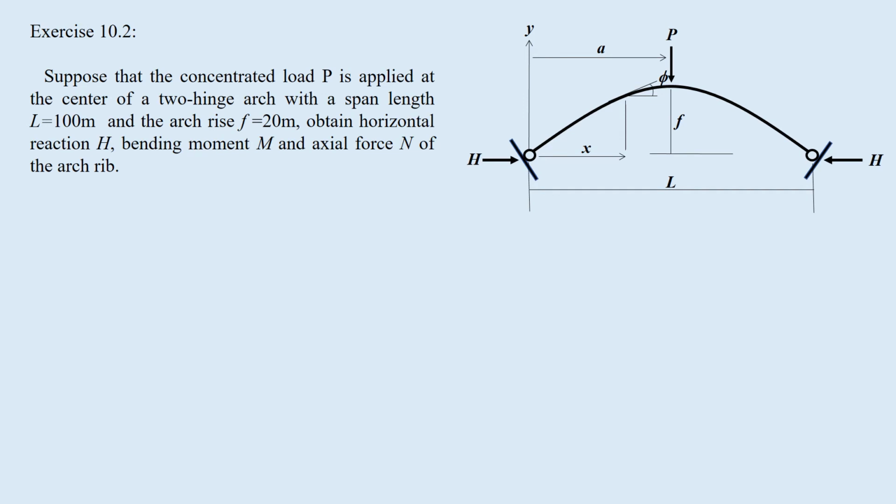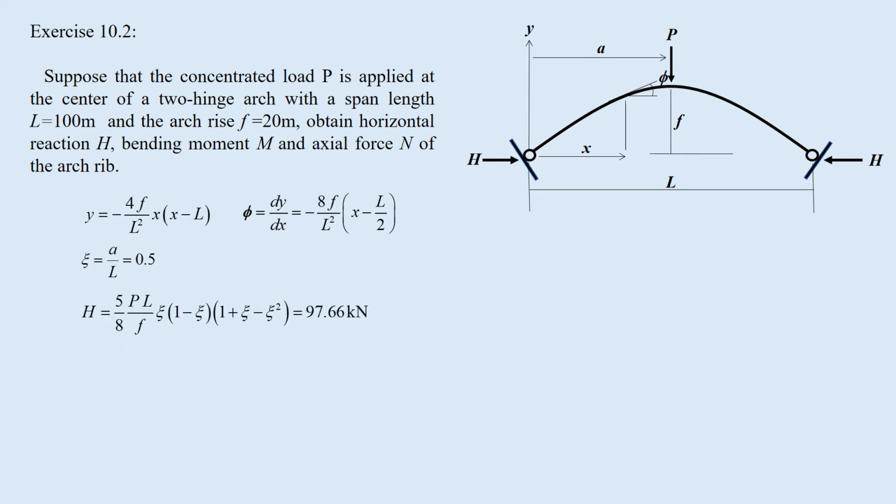Exercise 10.2. Suppose that the concentrated load P is applied at the center of a two-hinge arch with a span length L equal 100 meters and the arch rise F equal 20 meters. Obtain horizontal reaction H, bending moment M, and axial force N of the arch rib. The arch rib shape is parabola. Y and phi become like this.